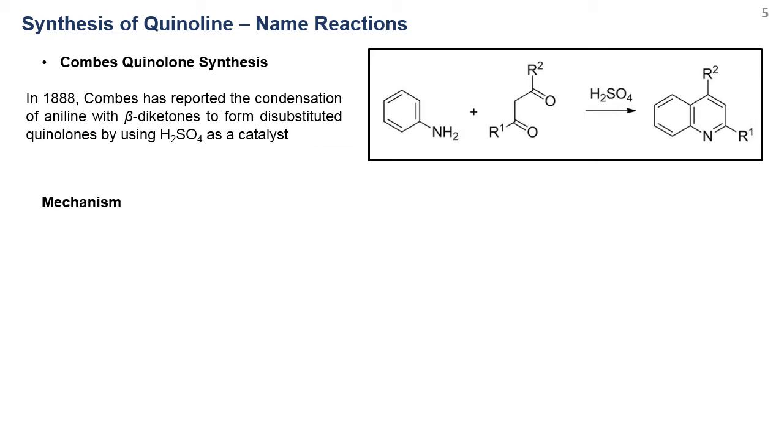The next example is the reaction between anilines as a nucleophilic site and the 1,3-dicarbonyl compounds as an electrophilic species. The reaction will proceed by reaction between amines and the first carbonyl group under an acid catalyst. So this will lead you to the formation of enamine.